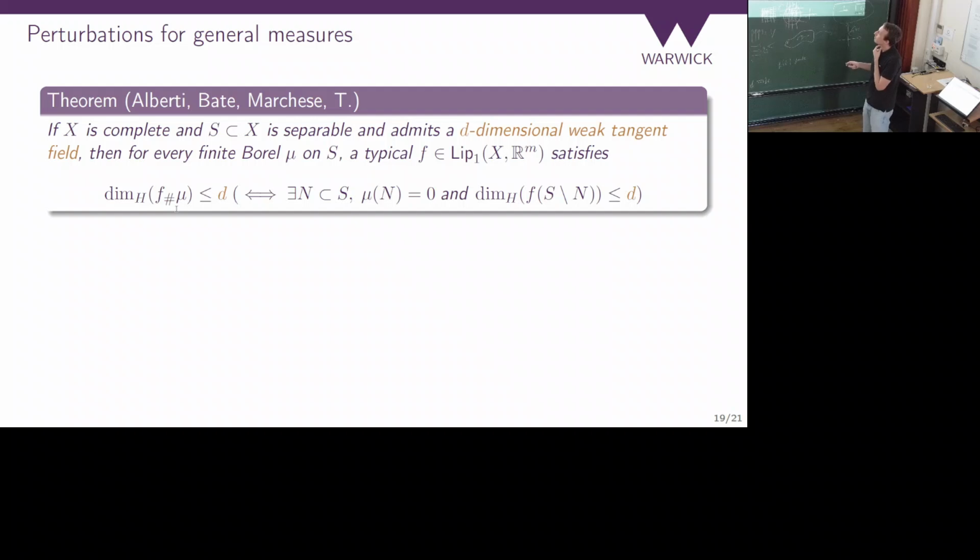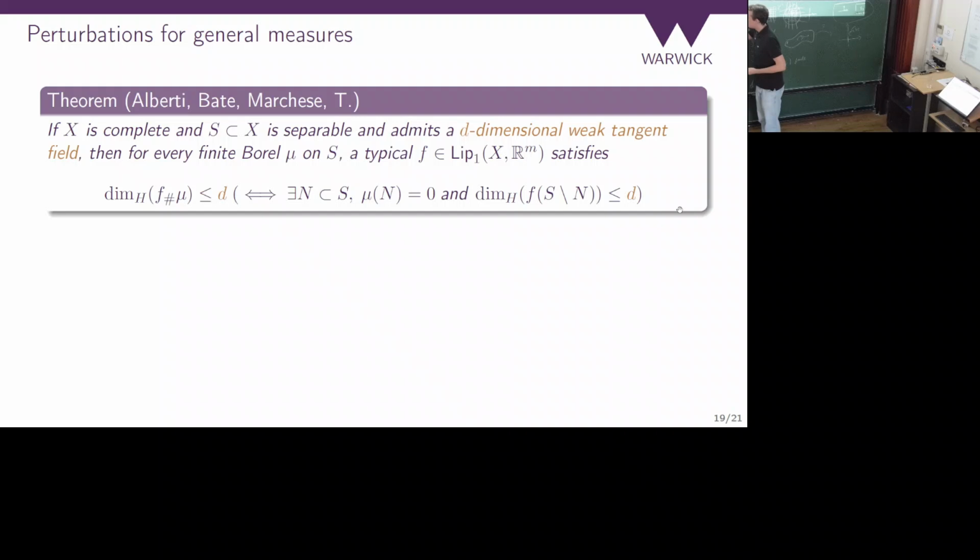Just so you don't have to unpack the definitions in your head, this means that for a typical F, I will find a subset N which will have 0 measure, such that the remainder gets mapped to something that has dimension less than d. Maybe if you're not used to working with these things, it might be a bit difficult to connect this to the previous theorem. So I'm going to look at some examples.